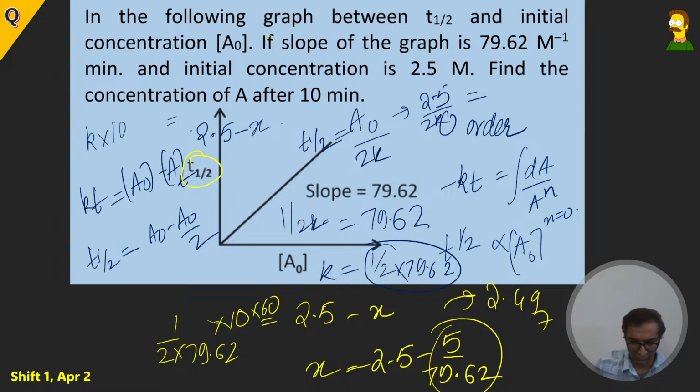I'm going to be shameless. I'm going to use a calculator because I can. 10 into 60 in the interest of time, divided by 2, divided by 79.62. No, that doesn't work. Obviously, this becomes later.